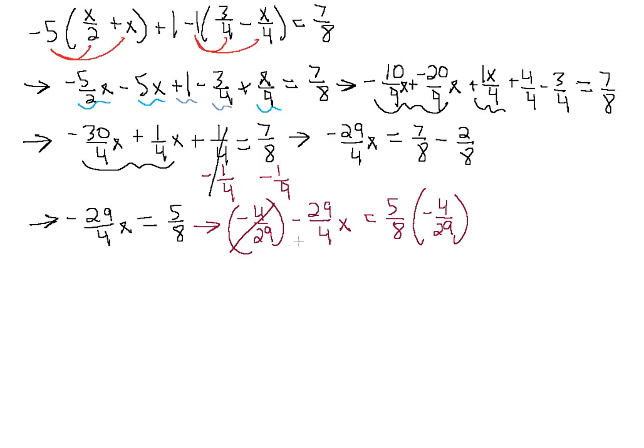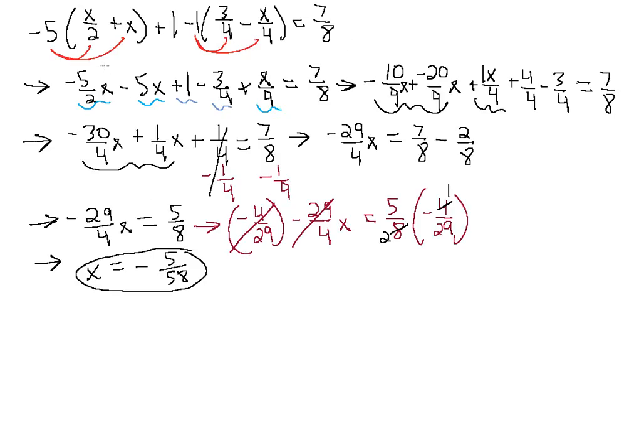Okay, this cancels with this, and all we have left on the left side is a positive x. And before we multiply these two together, let's factor out a 4 from these two terms, and that makes our calculations a little easier. We're multiplying a positive and a negative, which gives us a negative. 5 times 1 is 5, and 2 times 29 is 58. And that is our answer.